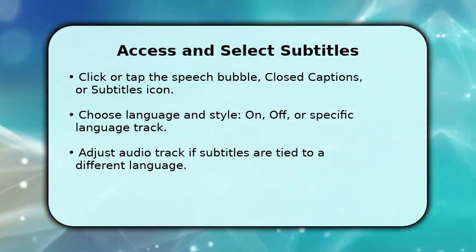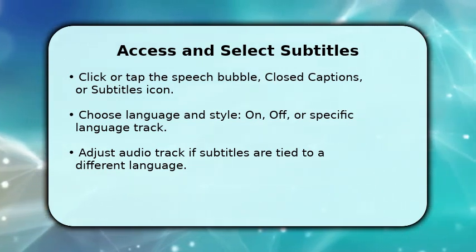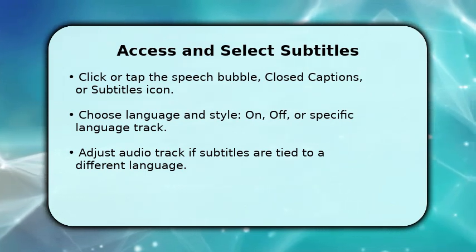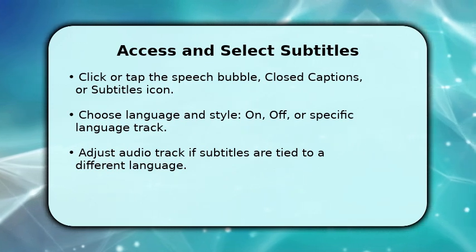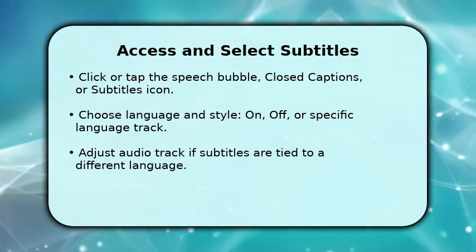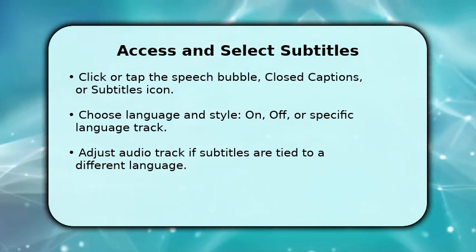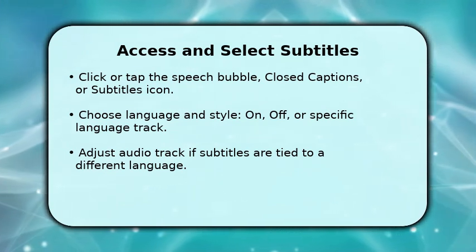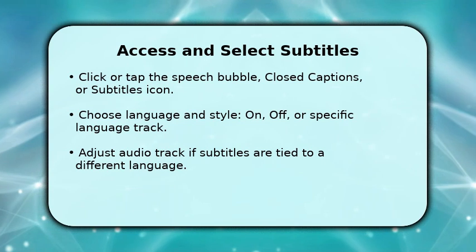You choose the language because Prime links subtitle streams to specific audio tracks, so pick the subtitle you want and switch the audio track if needed. This ensures captions sync with spoken language. Once selected, the player usually applies them immediately, but make sure to confirm the correct track and reopen the menu if the captions don't appear right away.